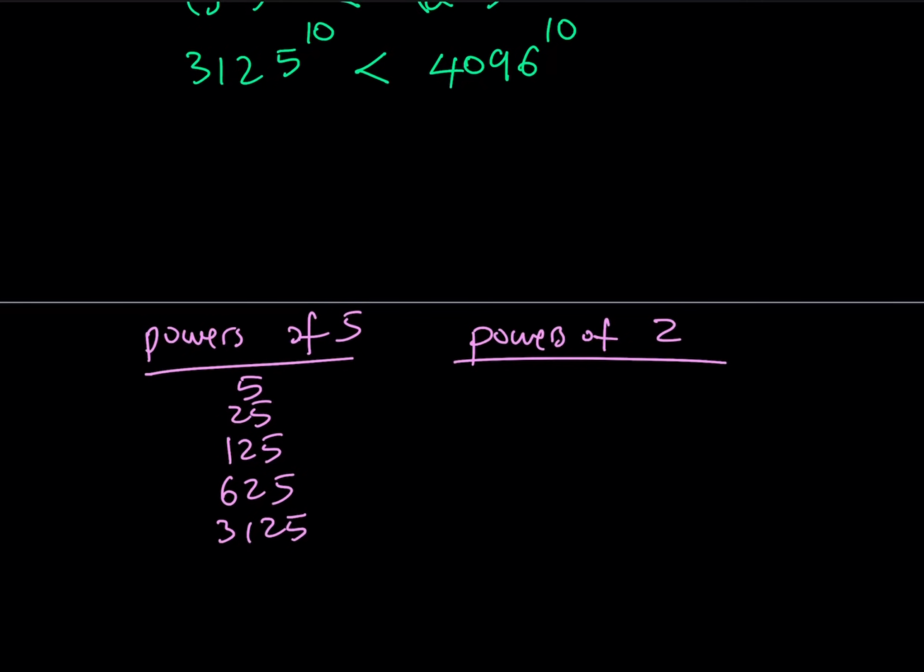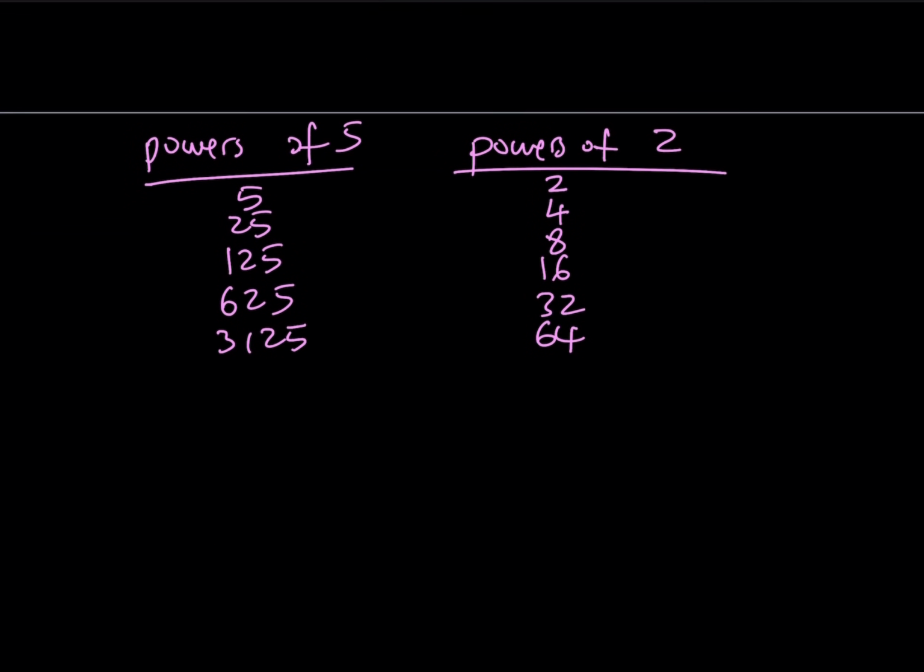When you look at powers of 2, you notice that they're fairly easy to find. 2, 4, 8, 16, 32, 64. And notice that they don't grow that fast compared to powers of 5, obviously. 128, 256, 512, 1024, 2048.